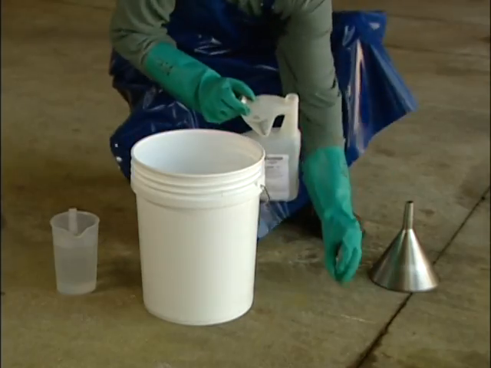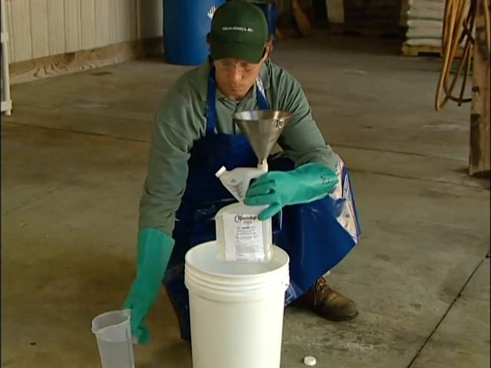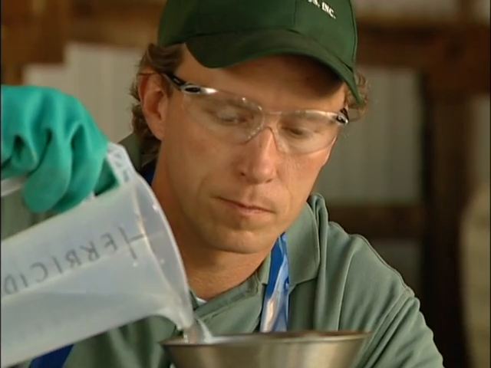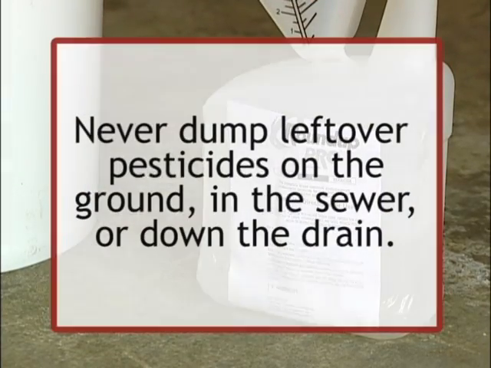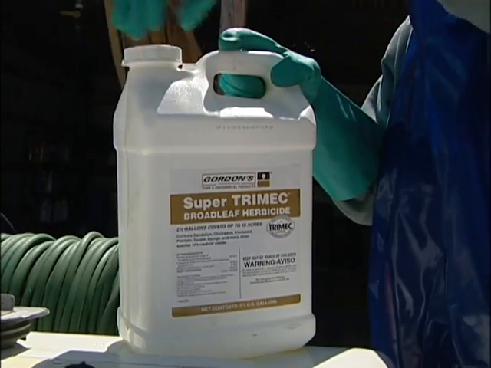If you have to, you can temporarily store excess pesticide in a labeled container for later use. However, some pesticides become inactive and lose their effectiveness when stored. Never dump leftover pesticides on the ground, in the sewer, or down the drain. Dispose of empty pesticide containers according to label directions.